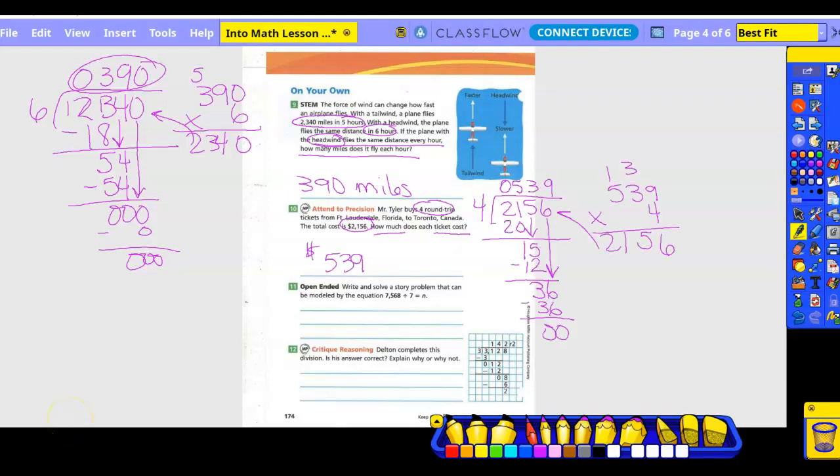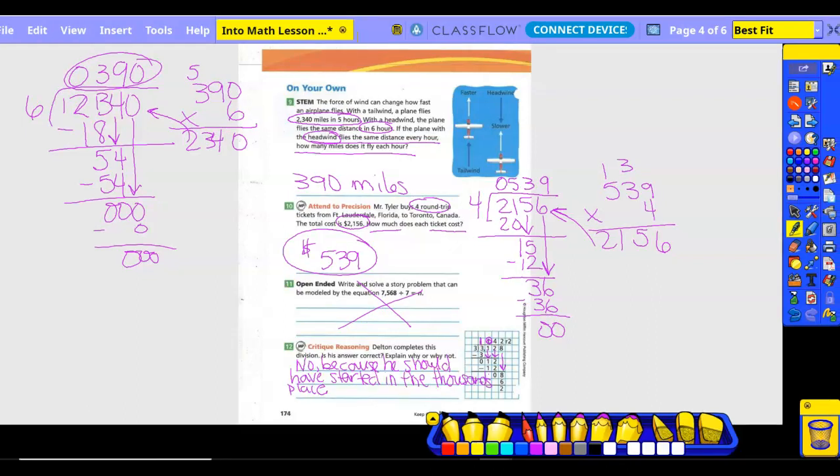Okay, so we divided that out. We got 539, and then we took 539 times 4 to double check, and that did get us the correct answer. So each ticket costs $539. We're crossing out number 11, and then number 12, we're going to figure out what they messed up on that, and to figure out what the correct answer actually would be. Okay, so over the work they had before, we showed what the correct work should have been. And then we answered no, because he should have started in the thousands place and not the hundreds, right? And he should have put a 0 in the hundreds to help hold his spot. Okay.